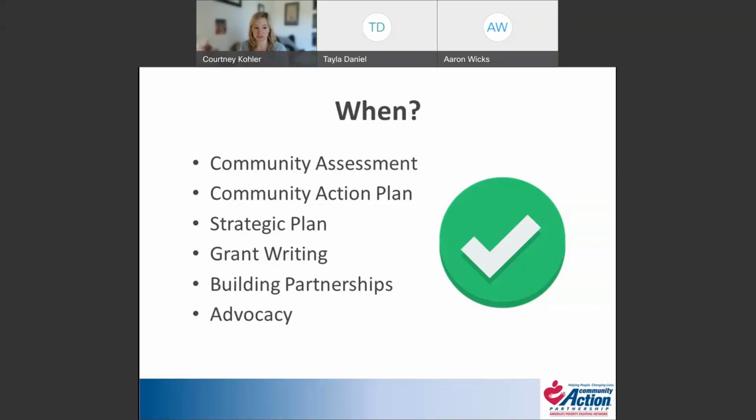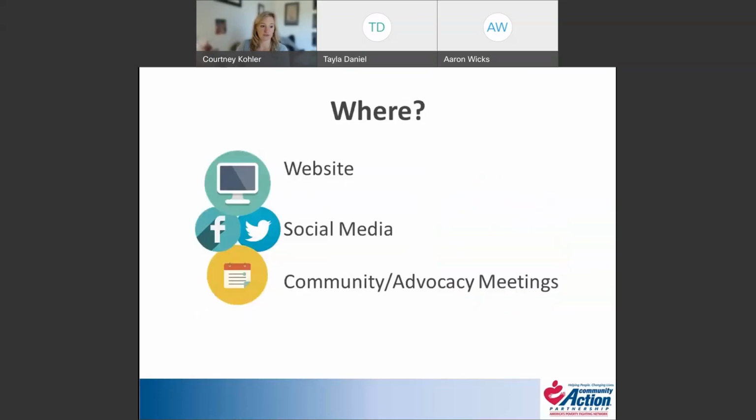Community action plan, strategic plan, obviously your data should be used within your plans. So that's an opportunity for your data to be utilized as well. Grant writing, of course, you want to make sure you're using your data in there. For building partnerships, to provide that evidence base of why do we need to work together, and then advocacy. So obviously with advocacy, providing that why to whatever action you're asking of someone.